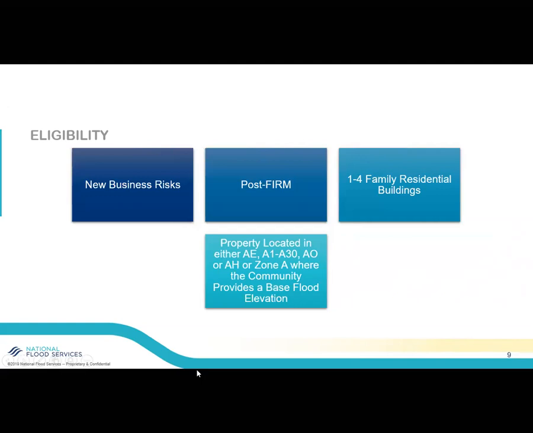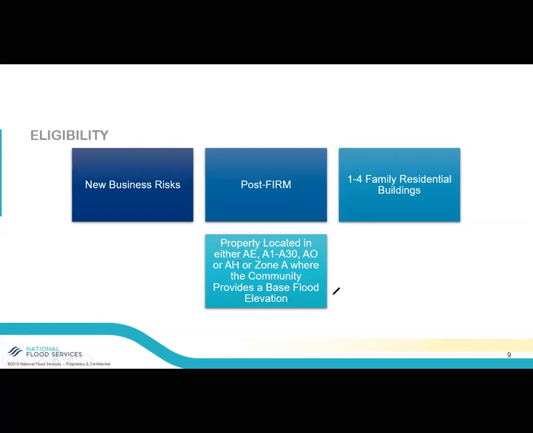So not every single structure is going to be eligible for that provisional rated policy. Provisional rates are going to be available for new business risks. It's not going to be available for renewal terms. That structure also has to be post-firm. Post-firm structures are typically those structures that are going to need your elevation certificate. It's required if it's in a special flood hazard area. Also, that property has to be located in flood zones beginning with the letter A.